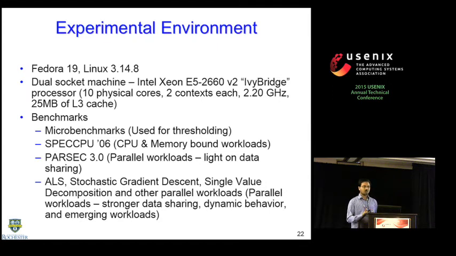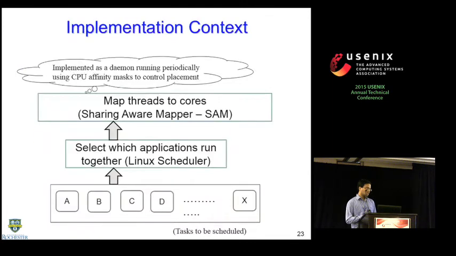These emerging workloads have very strong data sharing, and they have very dynamic behavior in the application. The application behavior changes in time. There are threads that are created and destroyed, and there are a lot of dynamic decisions that need to be taken on the fly. SAM is implemented on top of Linux. Linux chooses, given a pool of tasks, which tasks run at the same time, and SAM decides where these tasks run. So it's a thread to core mapping that's done using manipulation of processor affinities.